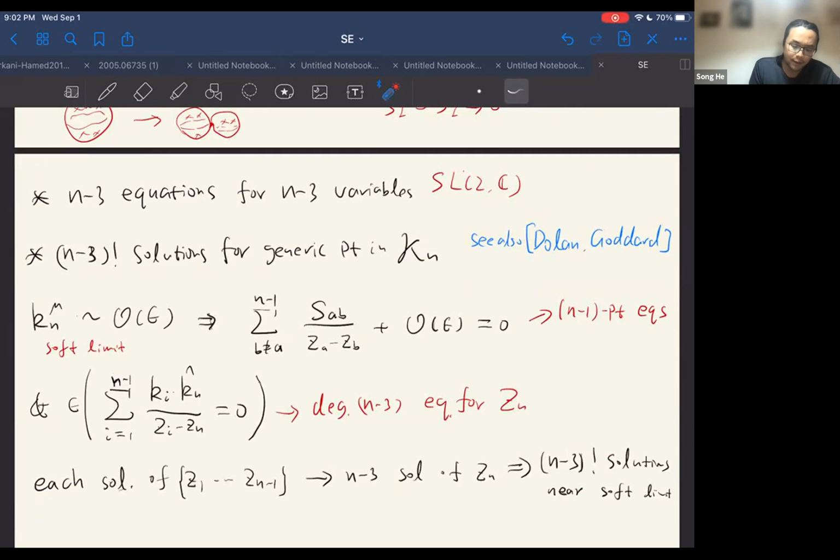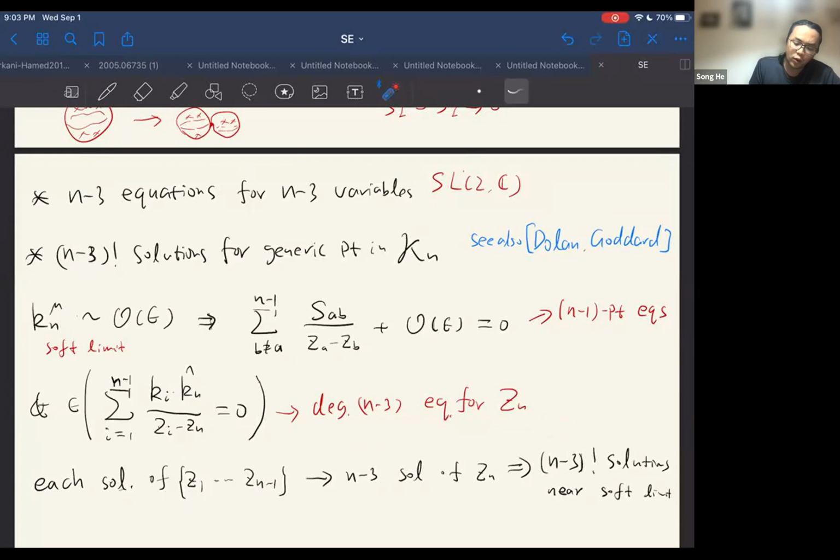Let me just quickly go over it. If you take one of your particles to be soft, then the scattering equations for all the remaining particles just become the equations for the (n-1)-particle system. So basically your particle n drops out in this soft limit in all other equations. But then for the last equation, you have the equation for your last variable Zn. Everything is finite here when you factor out the epsilon. And now this is an equation of degree n-3 for the last variable.